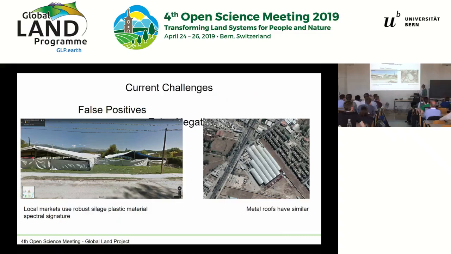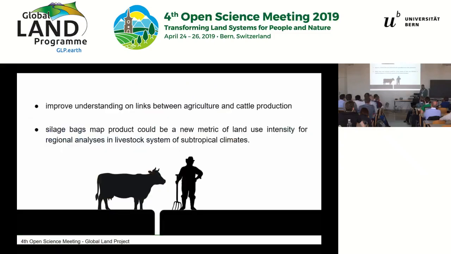But we also have some problems with false positives. The silo bag plastic is used, for example, in urban areas for local markets. Also, metal roofs are confusing. But at the moment, what we are starting to look at is more what happens with the silo bags in the context of pasture land use, and the dynamics of the silo bag through time, to understand how agriculture sustains cattle ranching, especially during the dry periods.